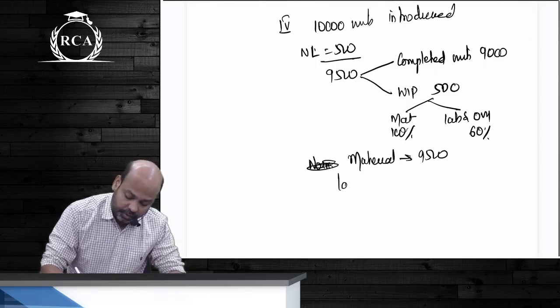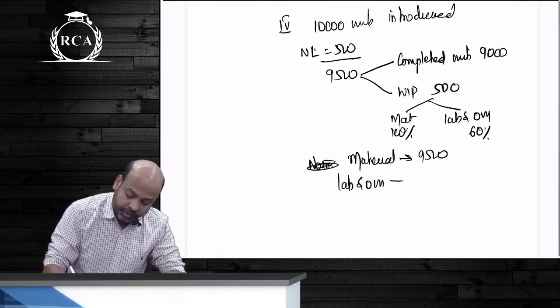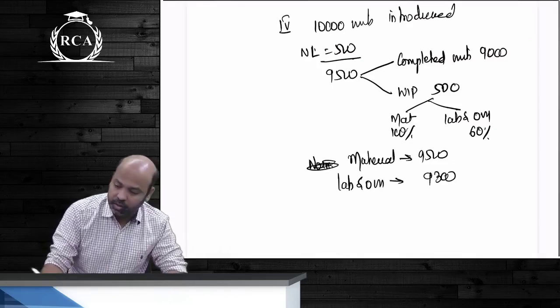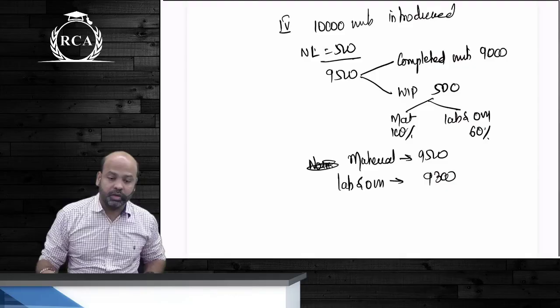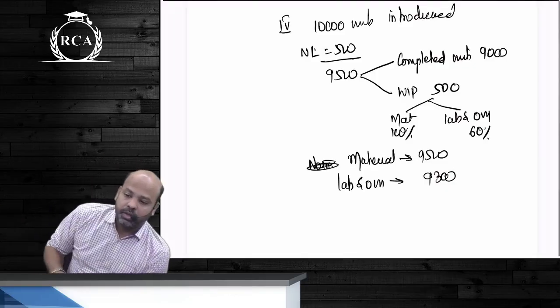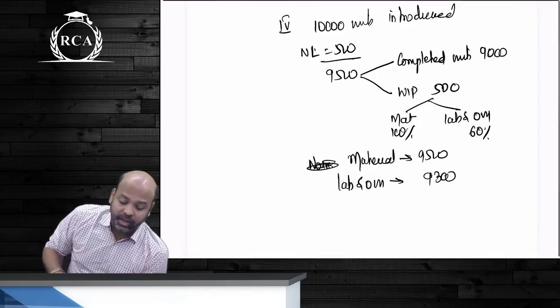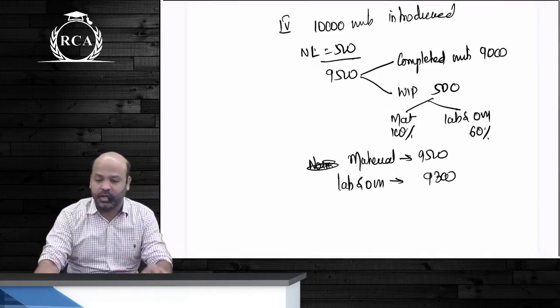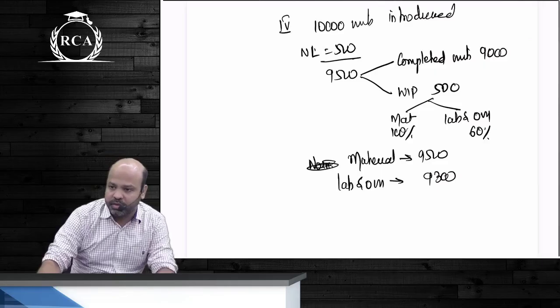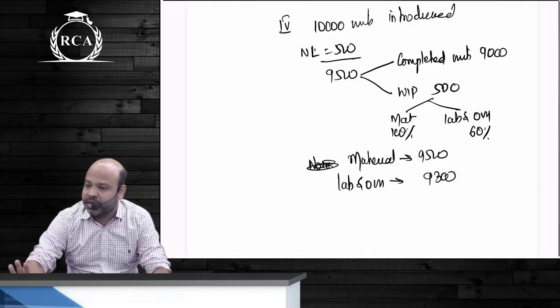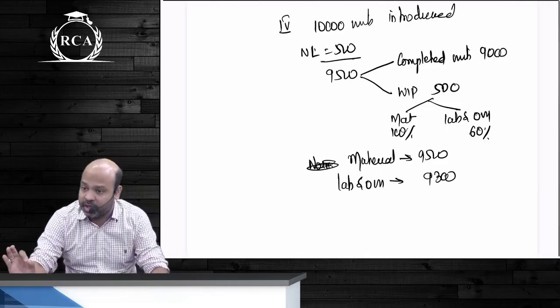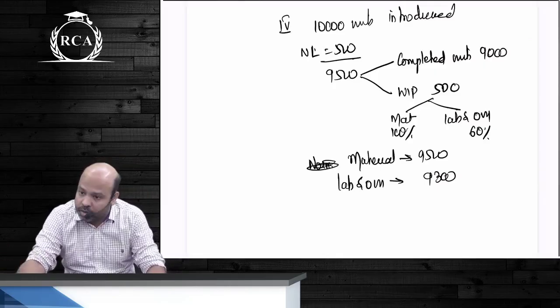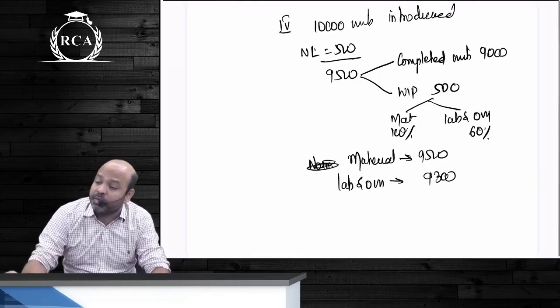But anyways, here for material, what will be my number of units? 9,500. For labor and overheads, equivalent units would be 9,000. Whatever is your material cost, did you understand this? Yes or no? If I simply write 10,000 units minus 500, I will write without yawning that my normal output is 9,500 units. But it is not 9,500 for all the elements of expenses. That is why I cannot use the input route anymore. I cannot write input minus normal loss as normal output.